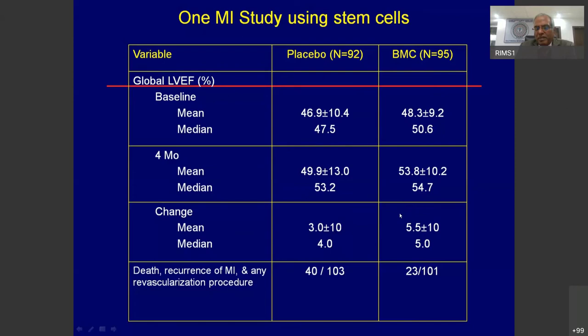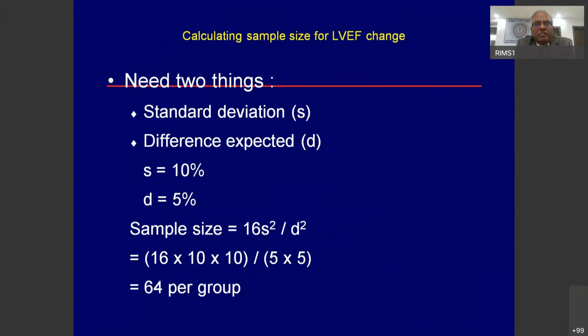But if you are hypothesizing that difference will be 5%, so you are going to use a different stem cell, you think your stem cells are better. So you need a standard deviation, which from previous study you know is 10%, and the difference you are expecting by use of stem cells between control and experimental group is 5%. Then sample size will be 16S square by D square, 16 into 10 into 10, divided by D square, 5 into 5, so it comes to 64 per group.